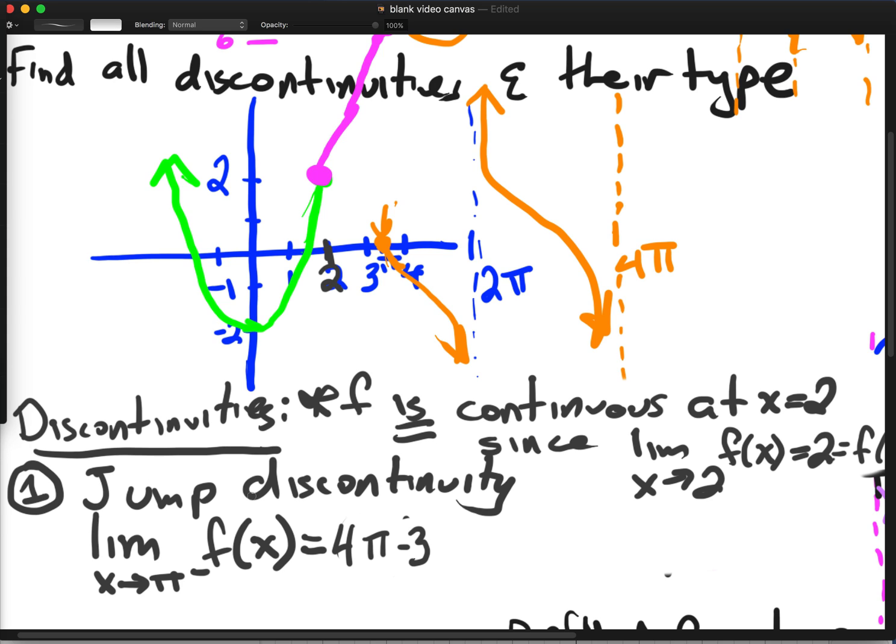Oh, shoot. Messing up all over the place. Okay.